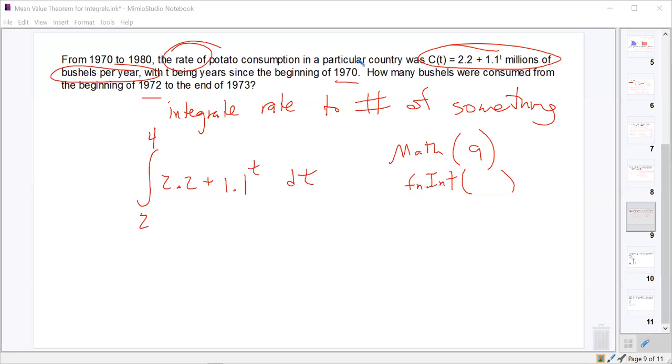Hold on one second. Okay. Everybody got that? Everybody see that? Everybody get the math 9 FNINT or the integral sign? You all see that? Okay.